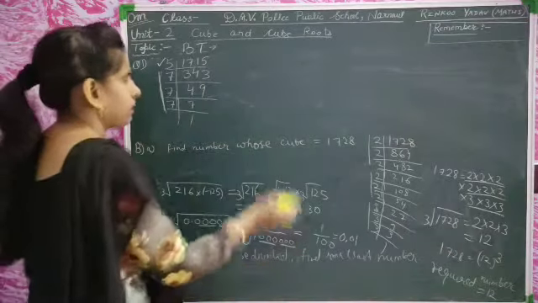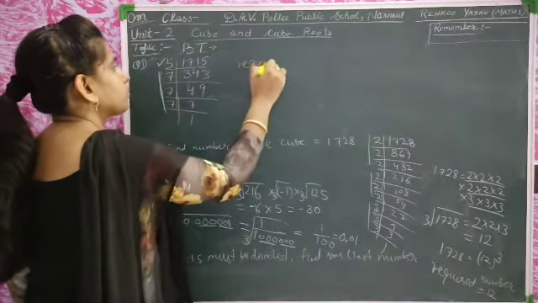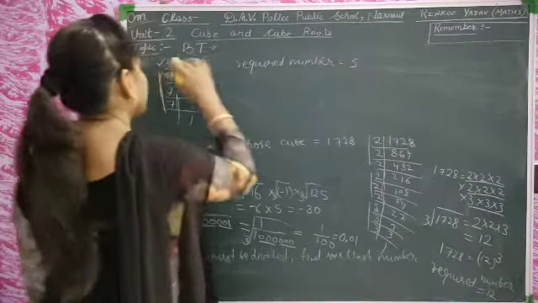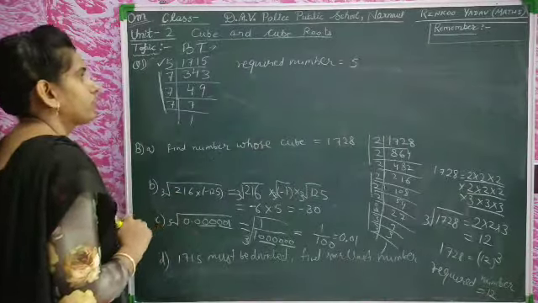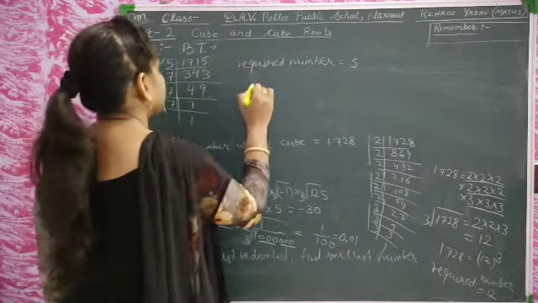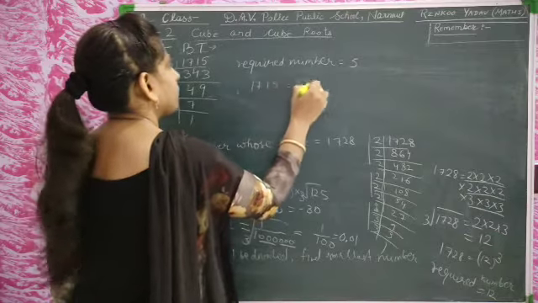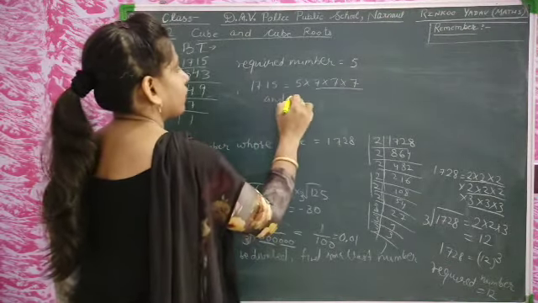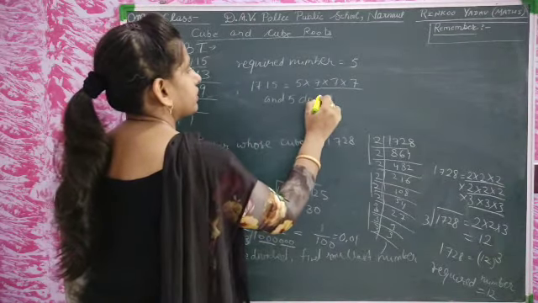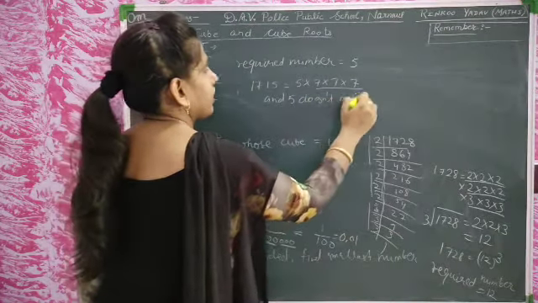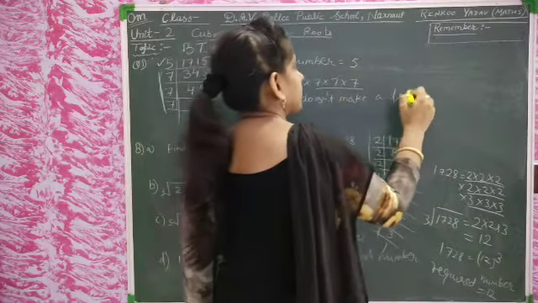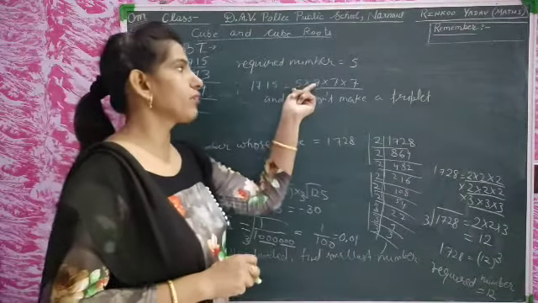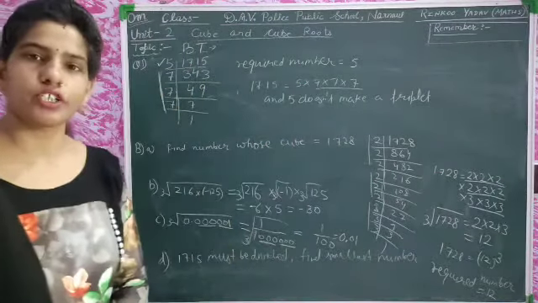So find the smallest number. Required number is equal to 5, because 1715 is equal to 5 into 7 into 7 into 7, and 5 doesn't make a triplet. So if we divide it by 5, then we will get a perfect cube number.